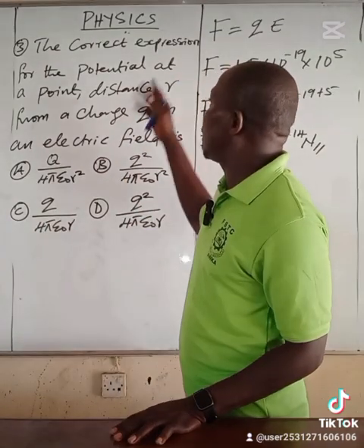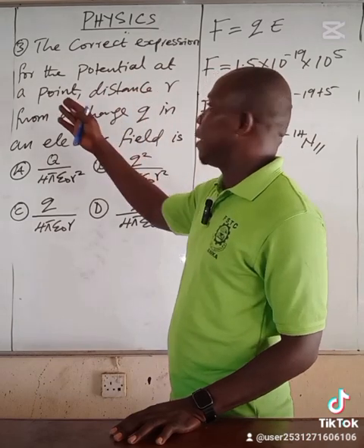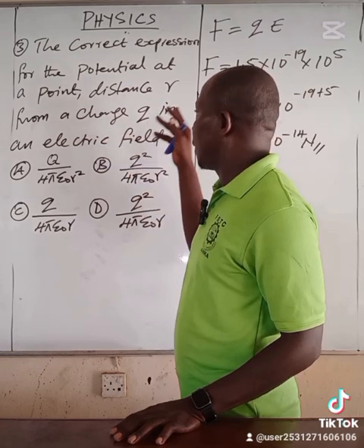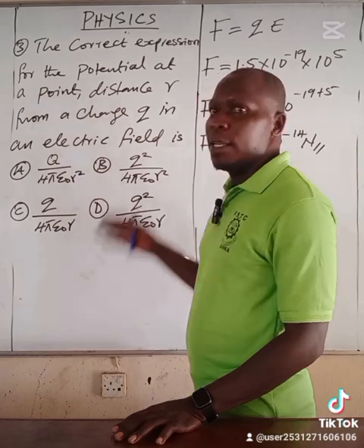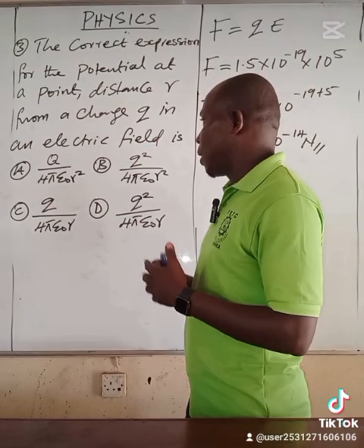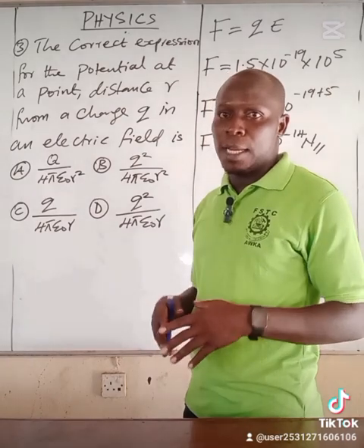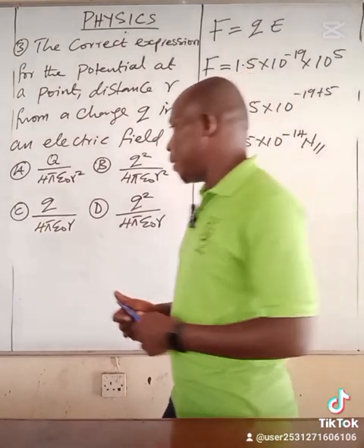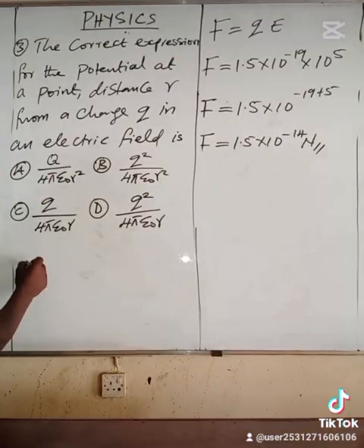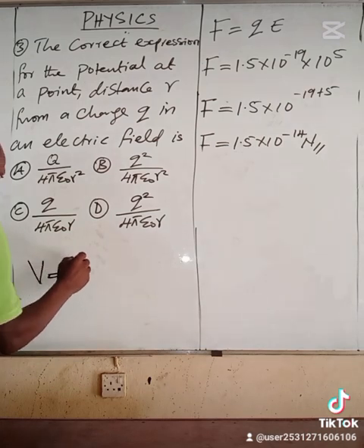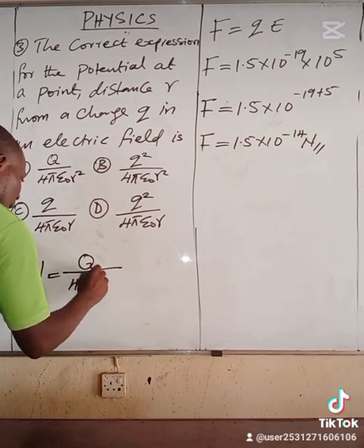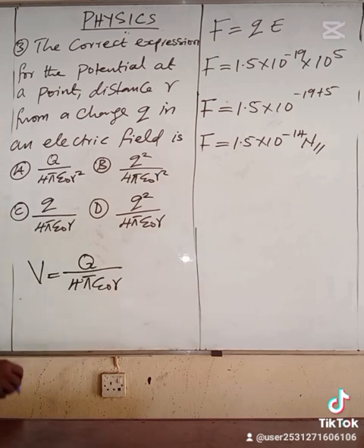It says, the correct expression for the potential at a point, distance R from a charge Q in an electric field is. So what they're expecting us is to just give the right formula for electric potential, which is part of the derivation we did yesterday. Remember, we said electric potential V is equal to Q all over 4 pi epsilon naught R.